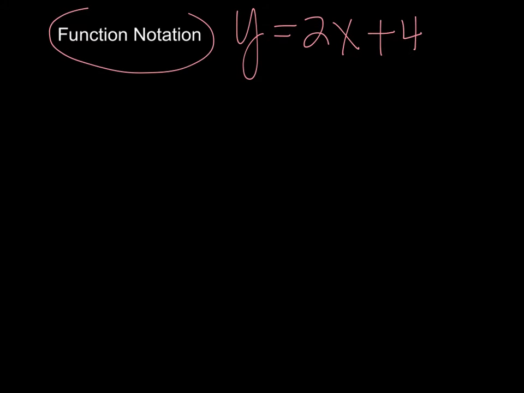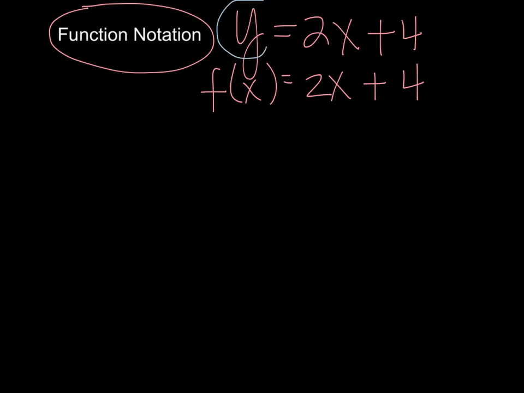Function notation. For example, we're given a function y is equal to 2x plus 4. If you want to write this as a function notation, you can just easily write this as the function with an input of x is equal to 2x plus 4. So in other words, we can simply say that y is just equal to f of x. So y is just known as your f of x.